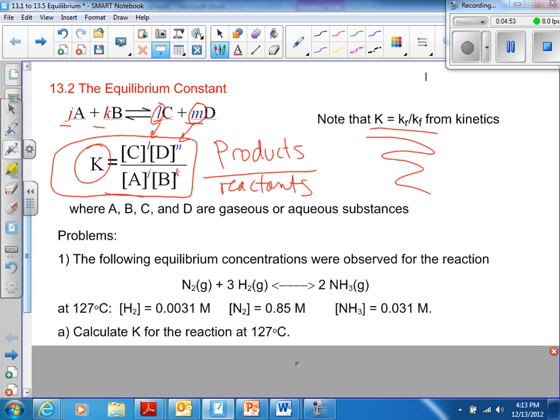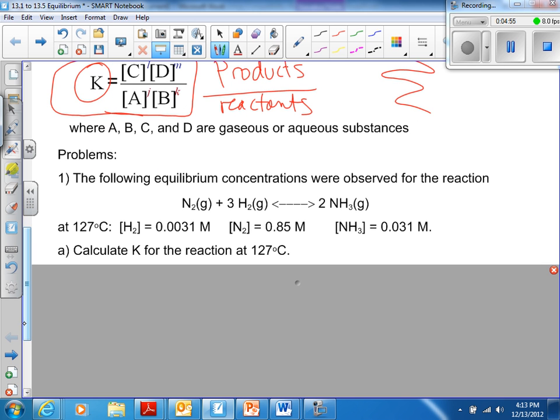So we have the following equilibrium concentrations for a specific reaction, and we want to calculate K for the reaction at 127 degrees Celsius. We don't ever use the temperature in these equilibrium problems. They're always given to us. You just have to check that you're at the same temperature for solving for K as for the initial conditions, or the equilibrium conditions.